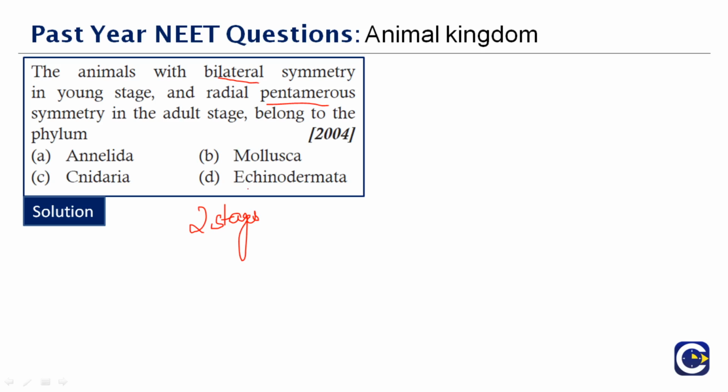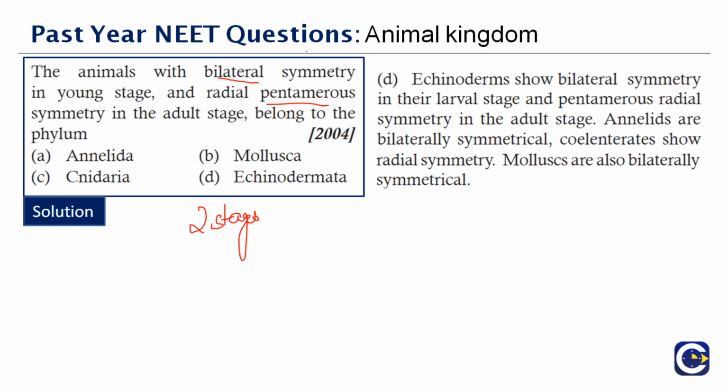So the correct answer is Echinodermata, because this bilateral symmetry will be seen in the larval stage, and pentamerous symmetry will be seen in the adult stage. Annelida is bilaterally symmetrical, but otherwise it is not pentamerous. Mollusks are bilaterally symmetrical, while Cnidaria or coelenterates show radial symmetry. So the correct answer to this question is option D.